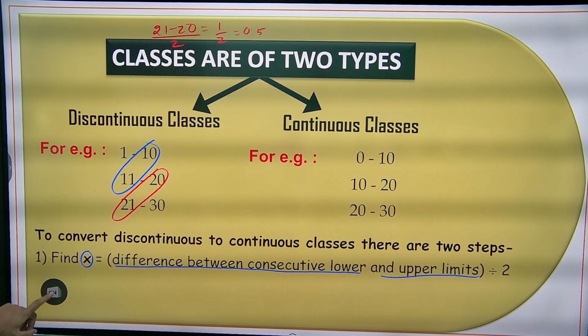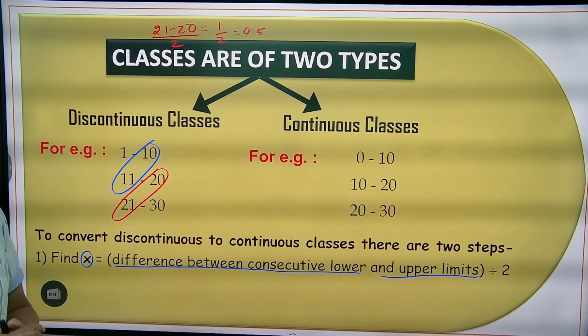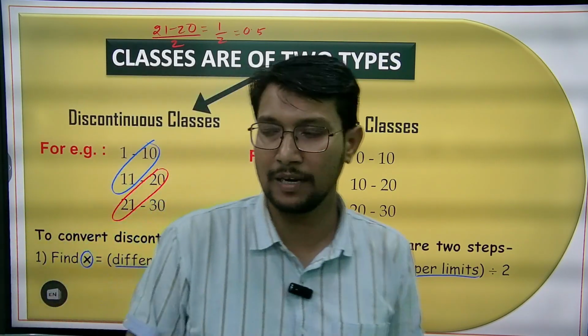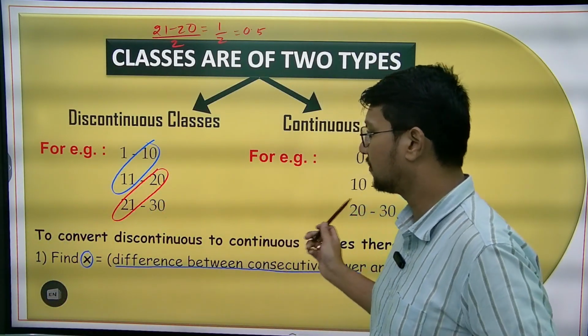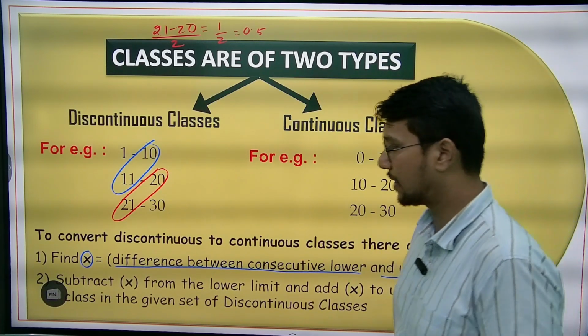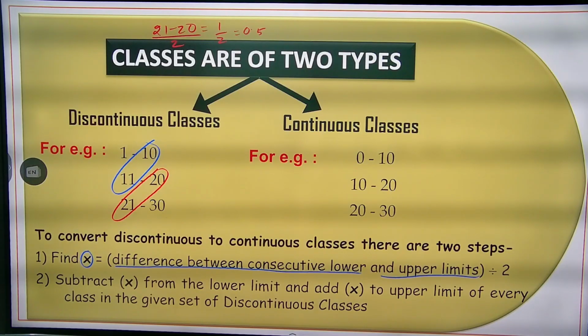ठीक है एवरीवन बोलो. स्टेप 1 क्लियर है कि नहीं? बोलो. So x क्या है? x is a value that is the difference between two consecutive lower and upper limit and divided by 2. Whole divided by 2. Online, is that clear everyone? बोलो. ठीक है कि नहीं? And second one, second step क्या है? चेक करो. Online clear है कि नहीं बाबू?